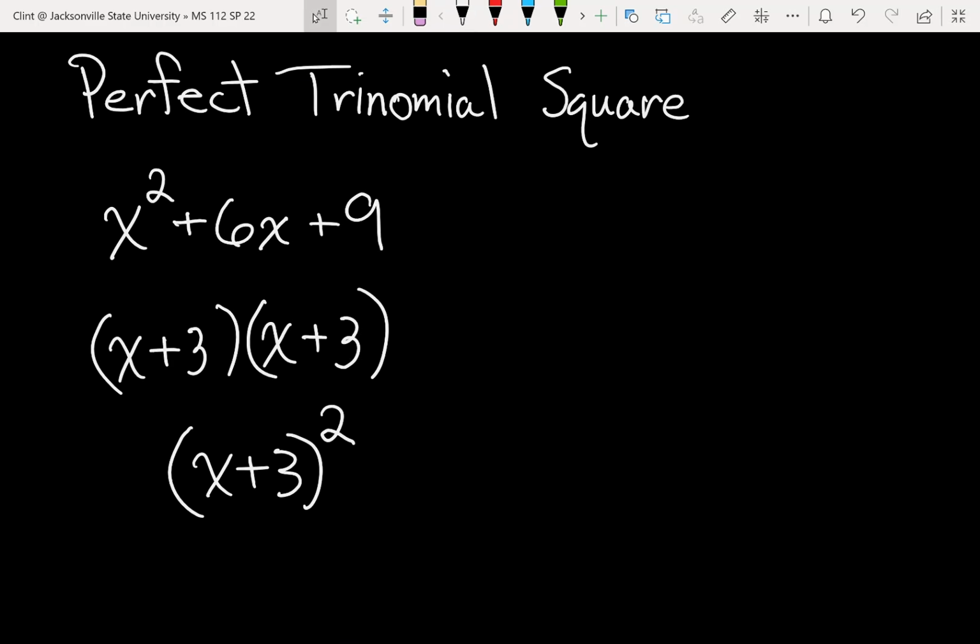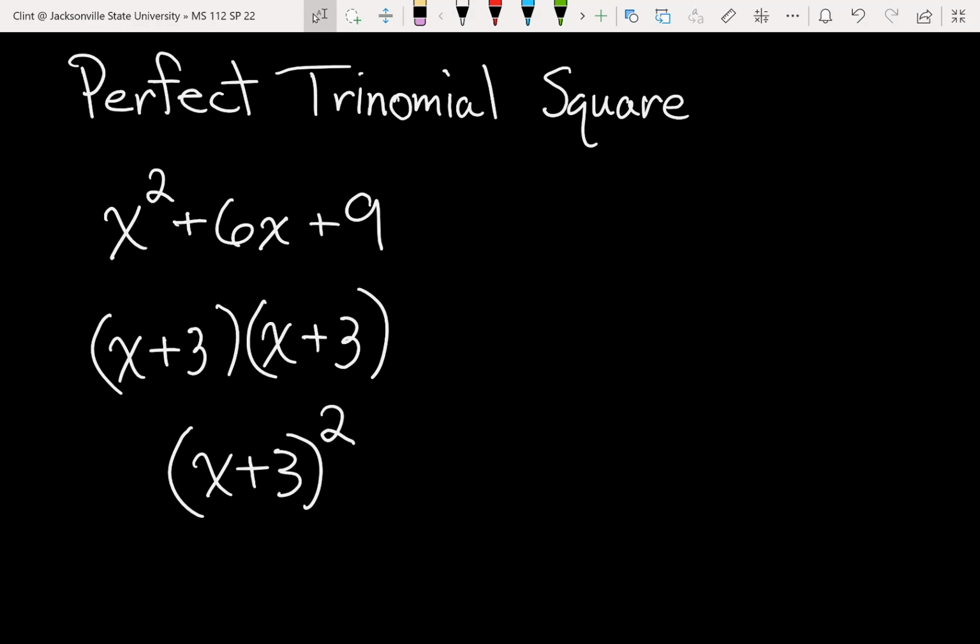So these things are nice because if you know you have a perfect trinomial square, they're easy to factor. It's just the square root of the first term, x, and then the square root of the second term, and then it's squared. So it's nice. It's a little hard sometimes. You have to take some extra time to look to see if it actually is a perfect trinomial square.